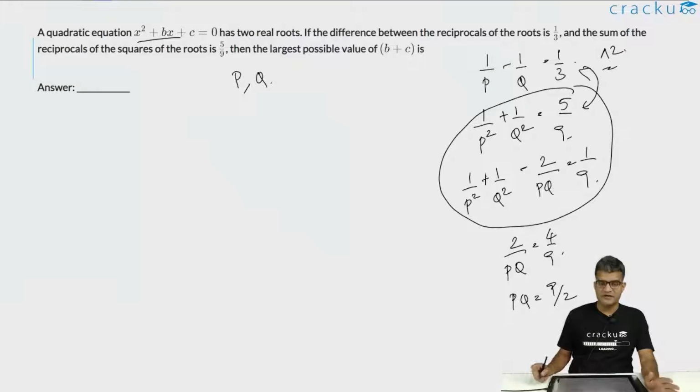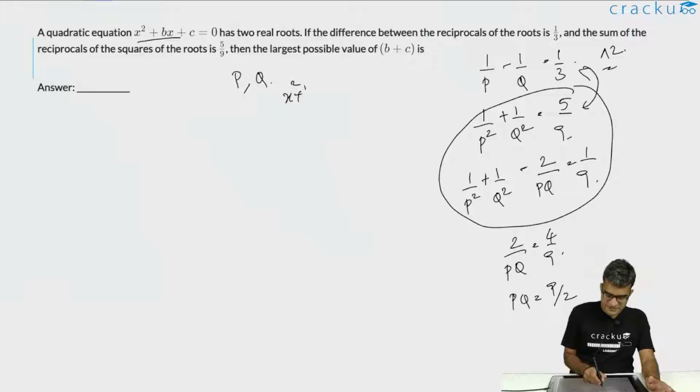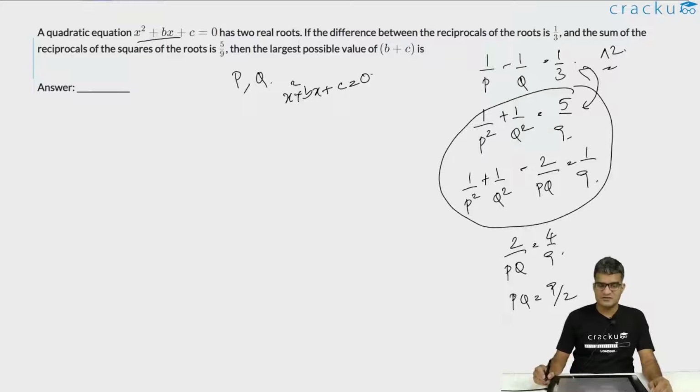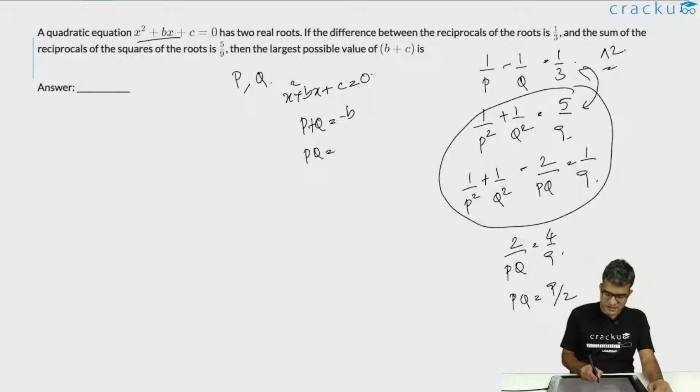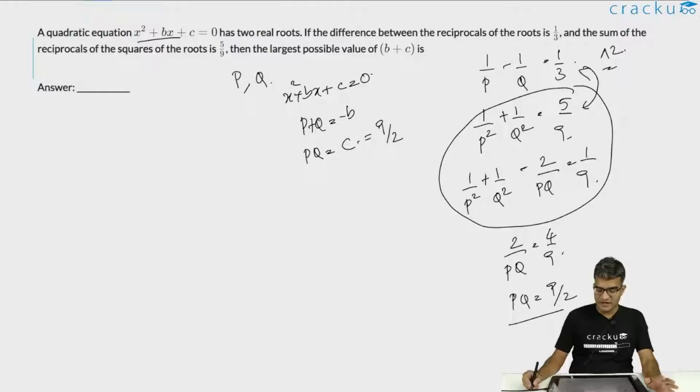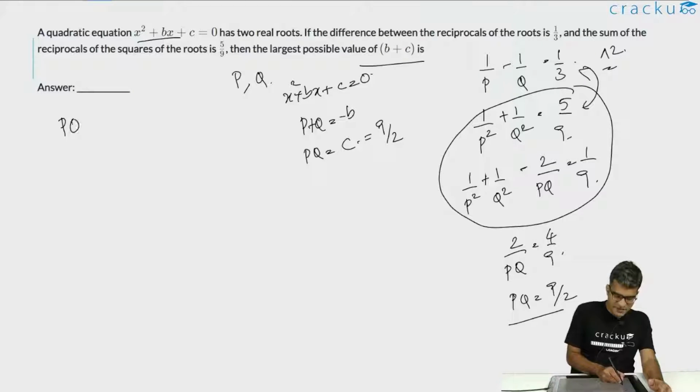In this given quadratic equation, x square plus bx plus c is equal to 0, the sum of the roots, that is p plus q, will be equal to minus b, and the product of the roots p into q is equal to c. We already got the value of the product of the roots, so the value of c is equal to 9 by 2. What are we required to calculate? We are required to calculate the largest possible value of b plus c. So what we are required to calculate is the largest value of pq minus (p plus q).